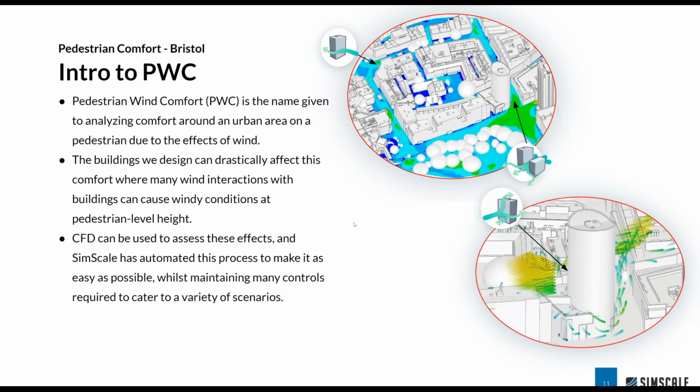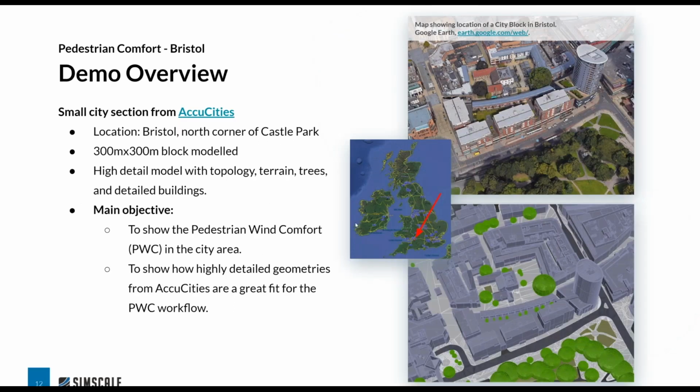Good. So I'm going to firstly talk about the demo that I'm giving today. The demo is specifically on an area around Bristol, just to the north of Castle Park. On the right here, you can see the Google Earth image of the area of interest. So this is a small block here, and you've got some notable features there. We've got a very tall building on the right-hand side, a little circular section on the left, and part of the park is visible in the screenshot.